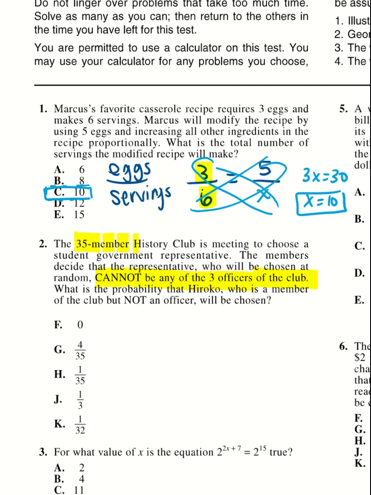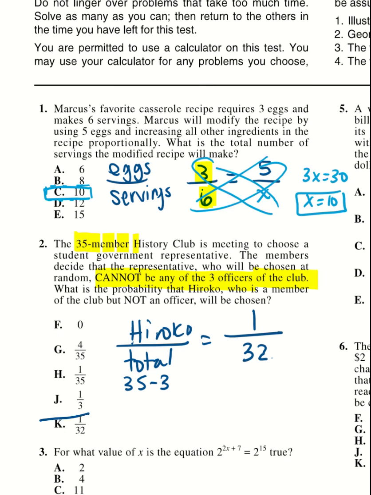So when you're doing probability, on the denominator, you want to consider the total number of people that we can consider. And on the top, we would be looking for how many people are Hiroko. Well, there's only one person that's Hiroko. And in this situation, there are not really 35 people anymore because we cannot include the 3 officers. So there are 32 people. And so K is the right answer.